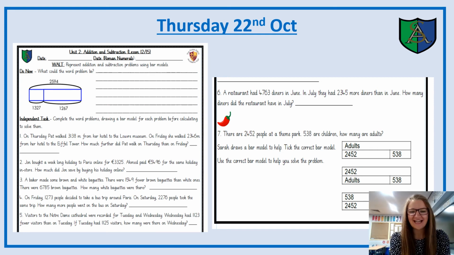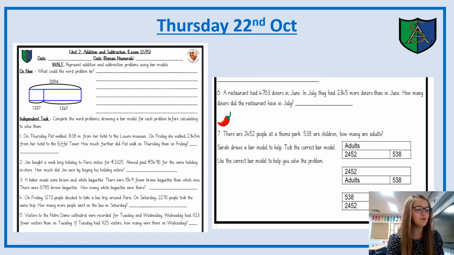For your independent task, what I want you to do is complete the word problems by drawing a bar model for each problem before calculating them and solving them, similar to yesterday. I will talk you through one example again. So, on Thursday, Pat walked 3,138 metres from her hotel to the Louvre Museum. Remember, we're set in Paris, which is this topic is all about France and Paris.